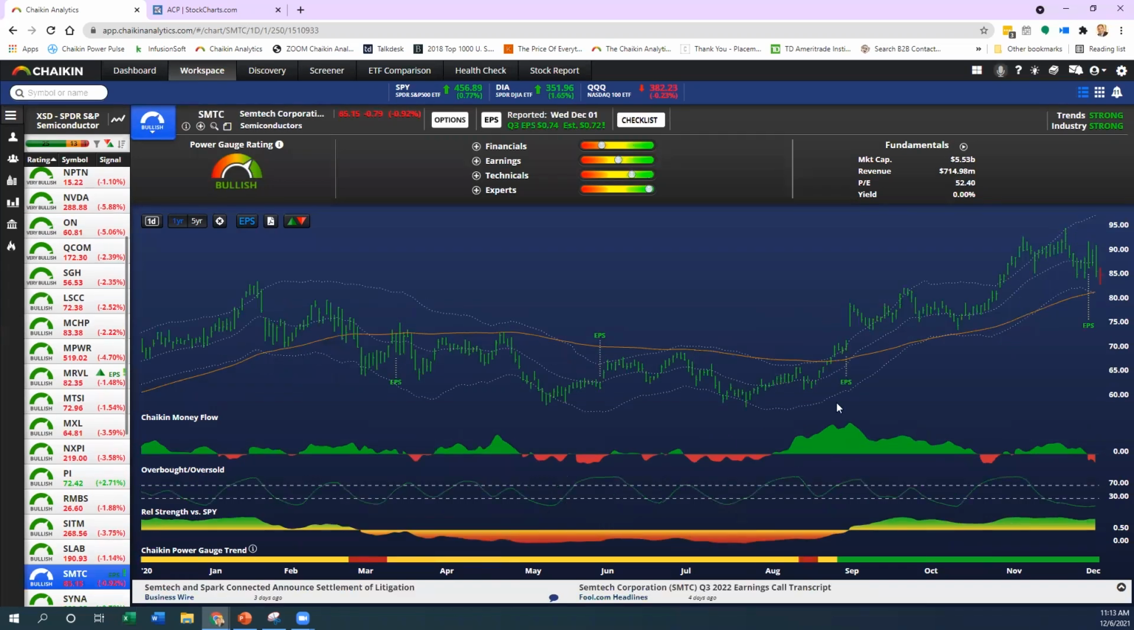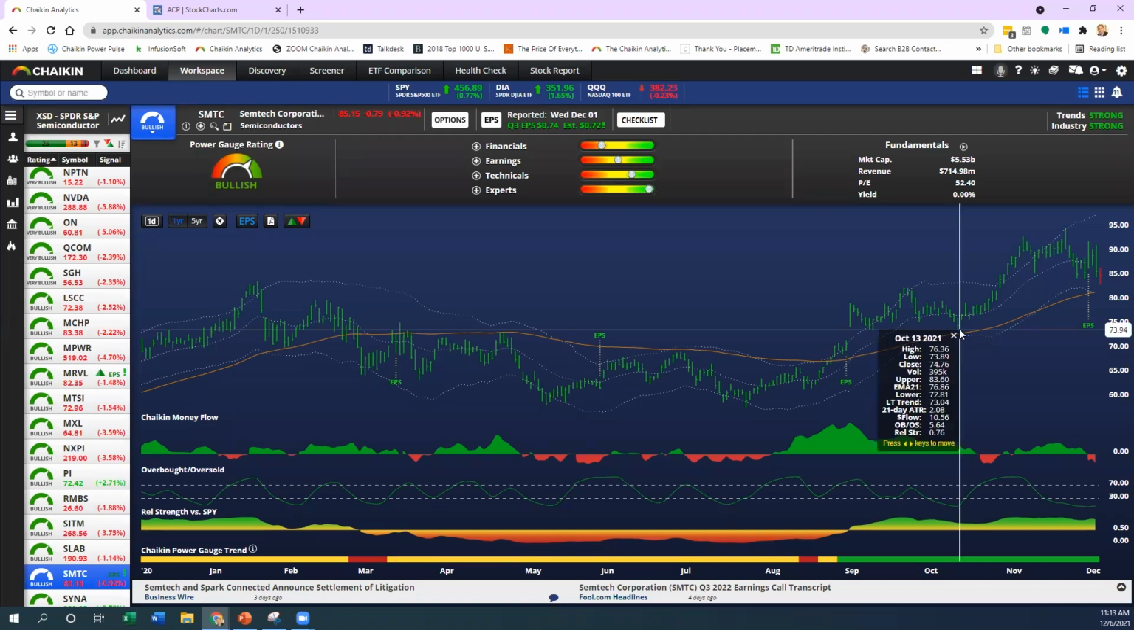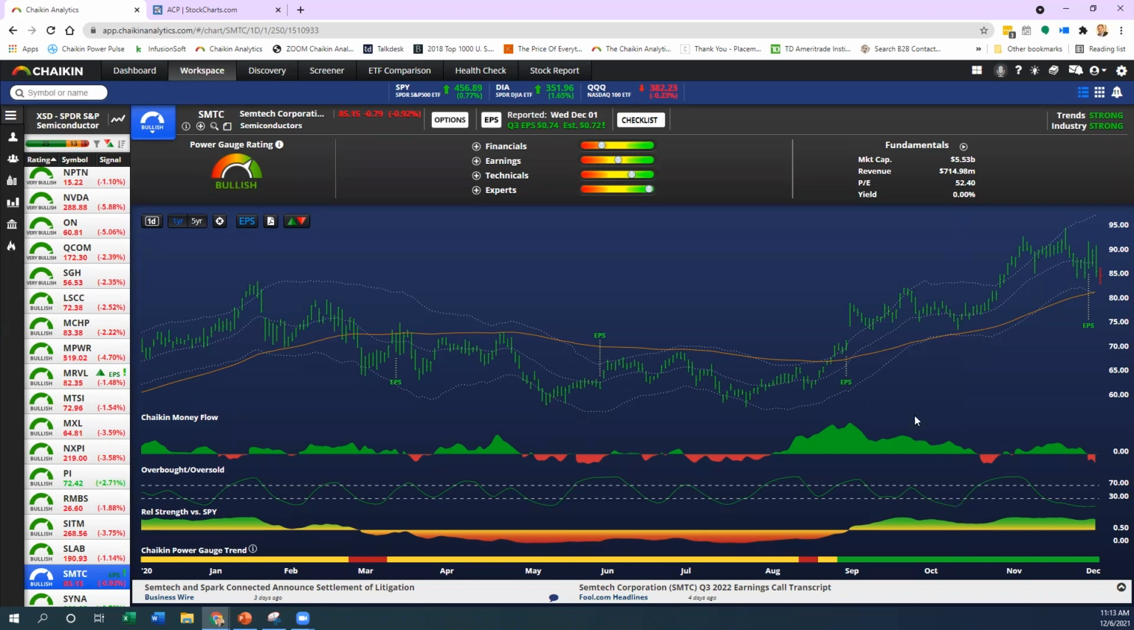Yep, and there it is, right? There's that move between August, September, October. There's that first pullback that was significant and got oversold. That actually played out pretty well. We might be seeing that again right here. We got great relative strength.